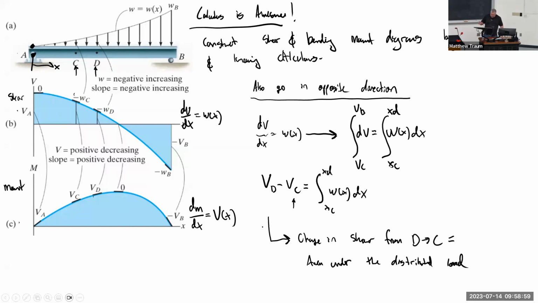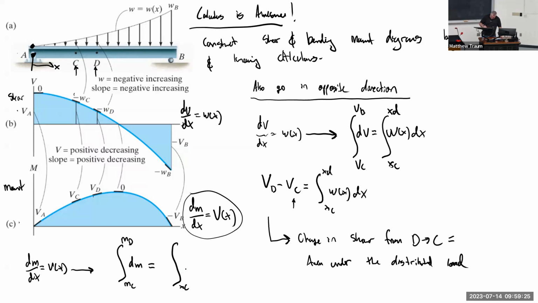Okay, so by a similar token, I can take this equation and integrate it in the same way. I'm going to say dM/dx is equal to V(x). And I'm going to do the same trick, which is I'm going to move everything that's integratable to one side of the equation: M_C to M_D dM. And over here, I'm going to go from x_C to x_D, and this is going to be V(x) dx. I probably need to move to the next slide because I'm going to run out of room.